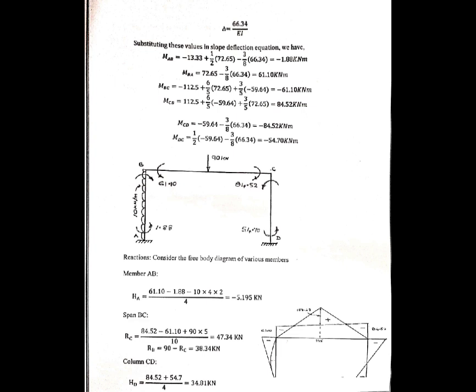Then the check. For the check we need to find the reactions first. So by applying sigma moment about B equal to 0 we can find HA. By applying sigma moment about C equal to 0 we can find HD, and then for CD, and then applying sigma moment about C equal to 0 for the BC span we can find RB and RC. Here RB and RC are the reaction at A and the reaction at D. So then you can draw the bending moment diagrams for the final end moments and for the loads.